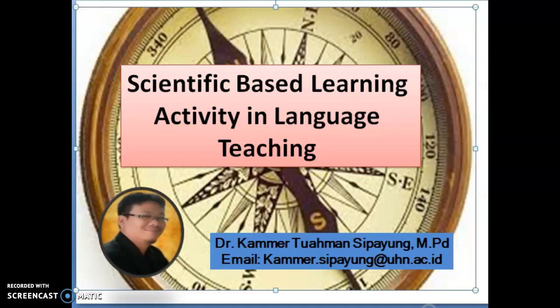Now we talk about scientific-based learning activity in language teaching. It means what activity we have to do based on scientific approach in language teaching. The activity here refers to the core activities. We are not talking about opening and closing activity, but we are talking about core activity, atau kegiatan inti.